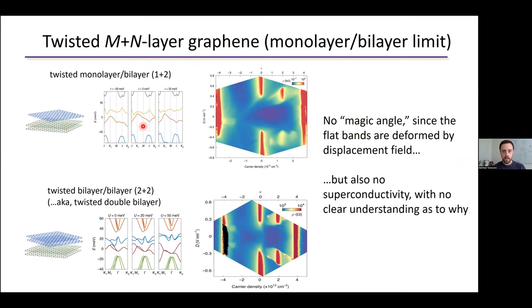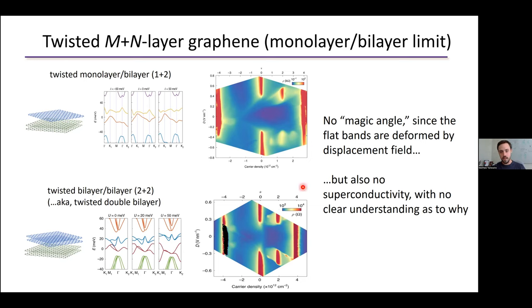Both twisted monolayer-bilayer and twisted double bilayer graphene share the fact that the bands can be deformed by displacement fields much more profoundly than they can in the alternating twist magic angle graphene structures. So this relaxes the constraint that we need to hit a very specific twist angle. If the bands aren't very flat at a specific twist angle, we can often flatten them by applying the right displacement field. But, you know, graphene giveth and graphene taketh away.